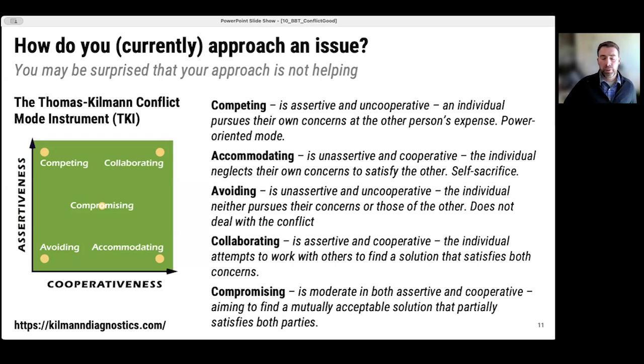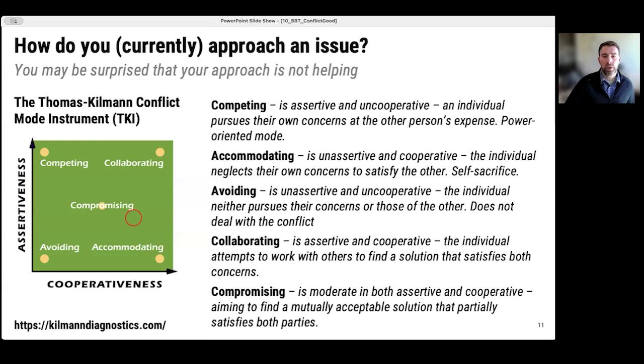That's pretty bad for folks, especially in the sciences. And so you need to encourage them to really push forward. Are they collaborating? So they're assertive, but they try and find ways in which you can compromise. Or are they compromising, where they can be looking to find a mutually acceptable solution? I took this and I found myself somewhere between compromising and accommodating.